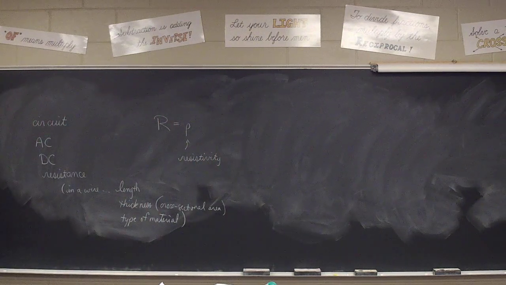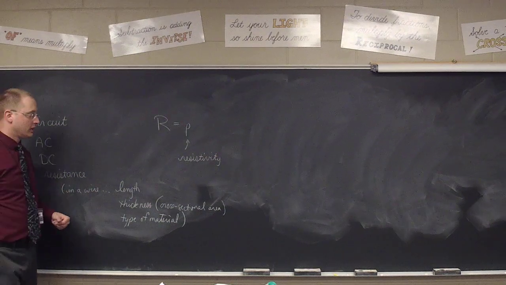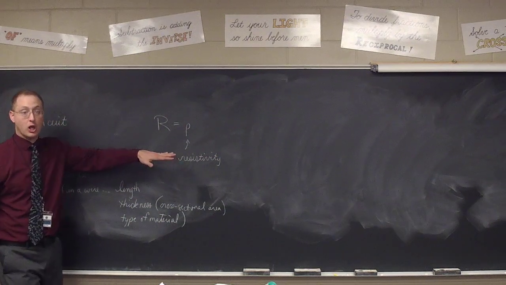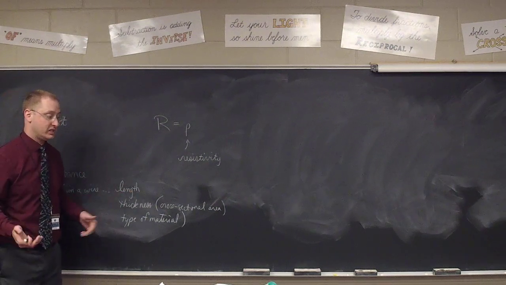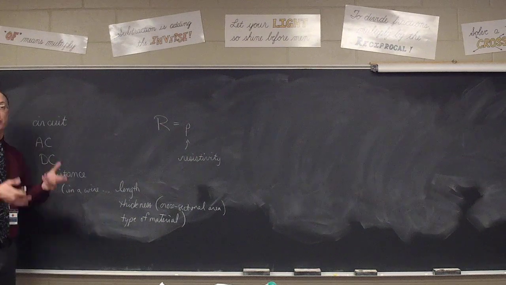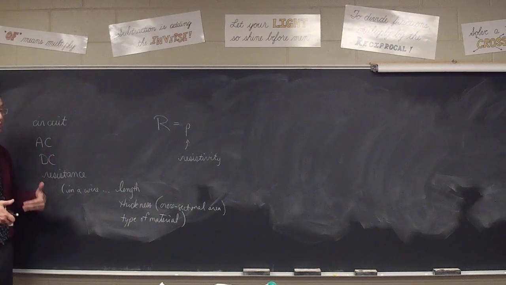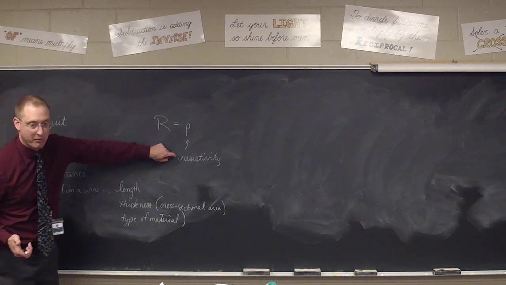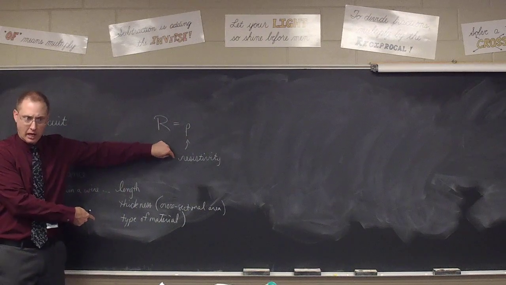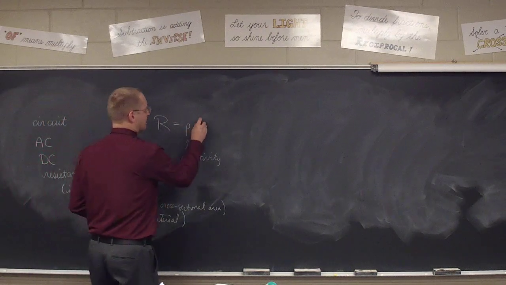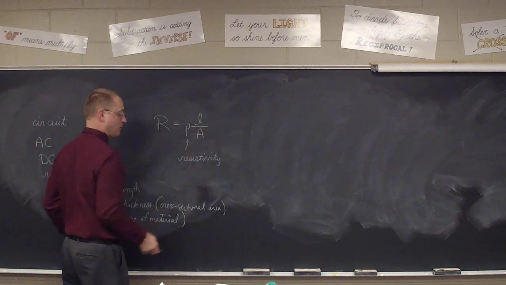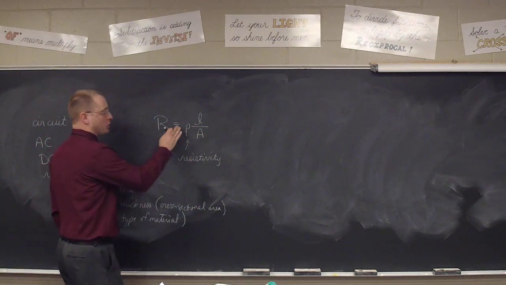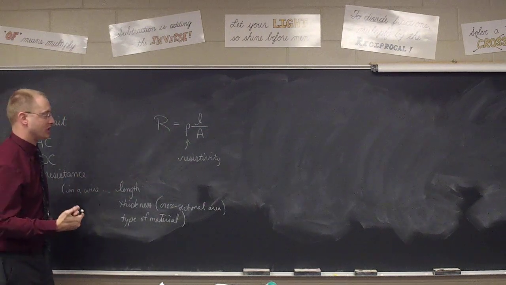Resistivity is how you define the ability of the material to create resistance. Conductors have very low resistivities. They don't produce a lot of resistance. Some materials have very high resistivities. They produce a very high resistance. This is your type of material factor. Does that make sense? Okay. Then times L, that's your length, and then over capital A, which is your cross-sectional area. So your resistivity times length over cross-sectional area.